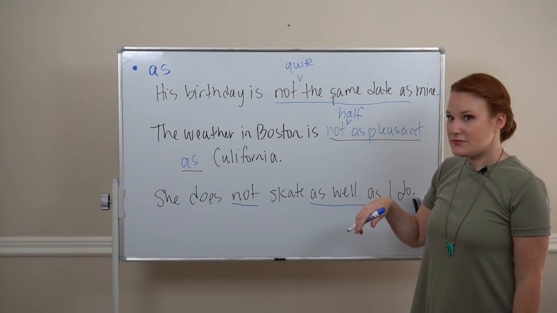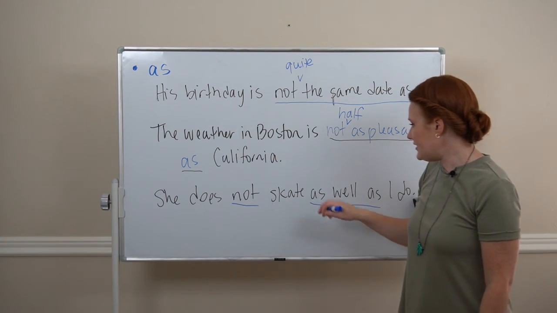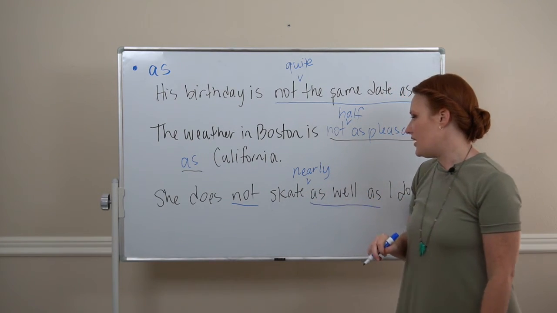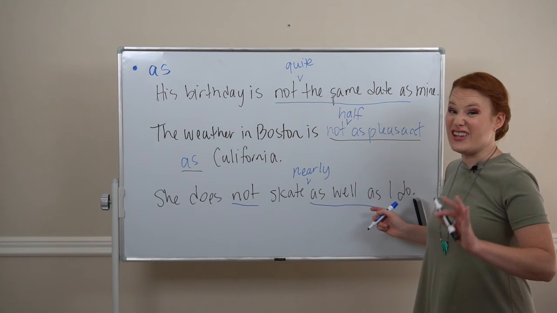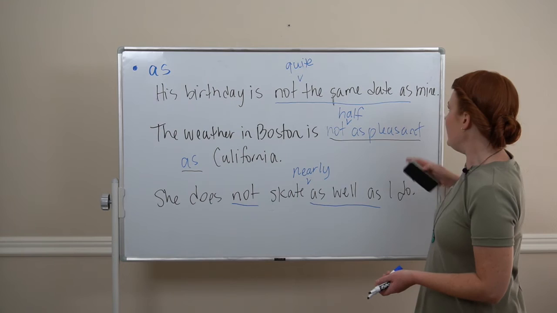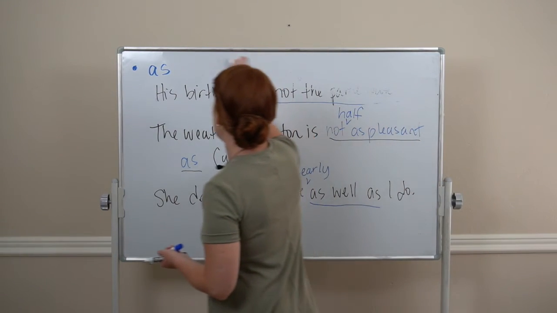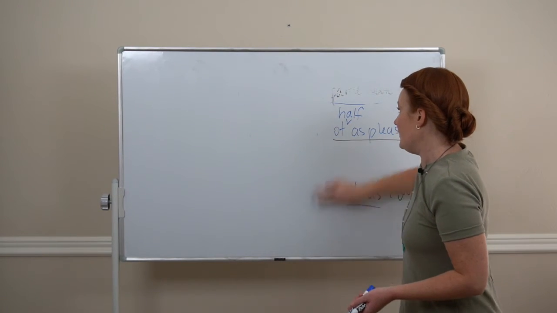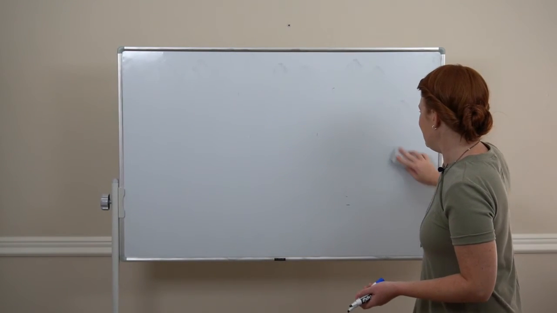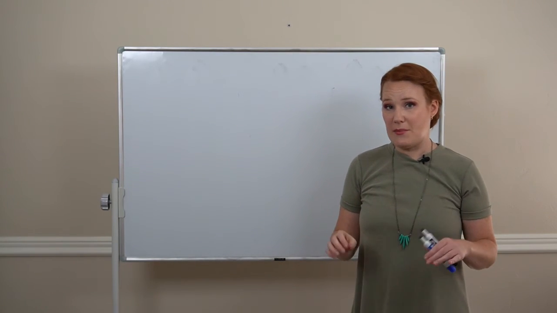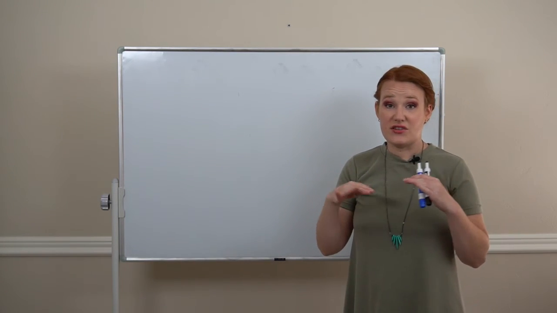Or she does not skate nearly as well as I do. Again, means I'm a lot better. Okay, last one. Another way to show that things are different is to use the word different. So we'll say that something is different from something else, just means they're not equal.